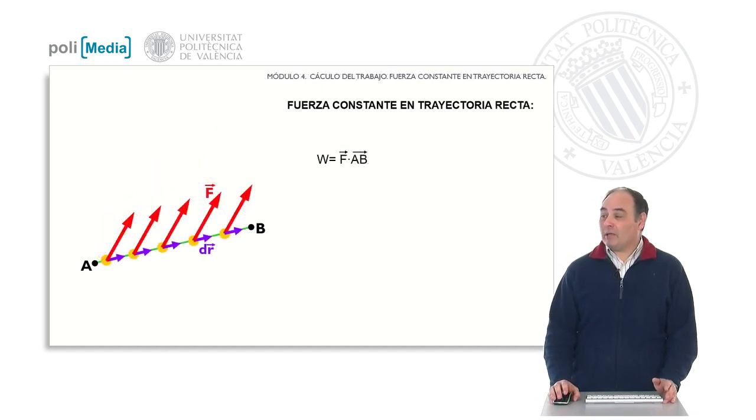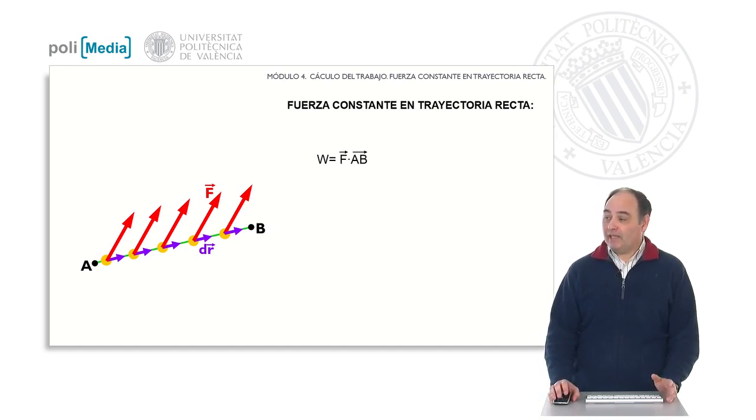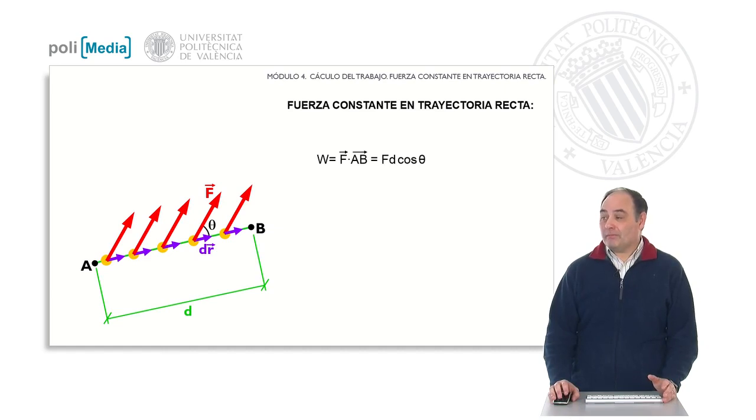In the case that we have a straight path and a constant force, we have a particular case, as I say, of the previous one. But it has some specific formulas that are quite frequent. In this case, the work is the force dot the vector AB. As in every scalar product, that is the modulus of the first, F without arrow, times the modulus of the second, the distance between points A and B, as shown in the figure, times the cosine of the angle they form, which is the one you are seeing represented here.